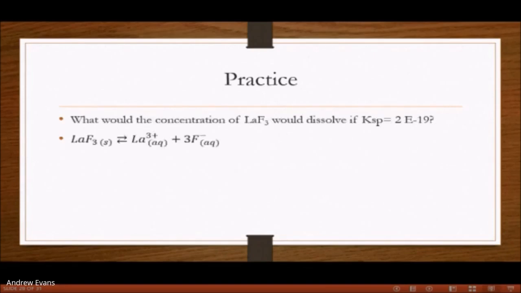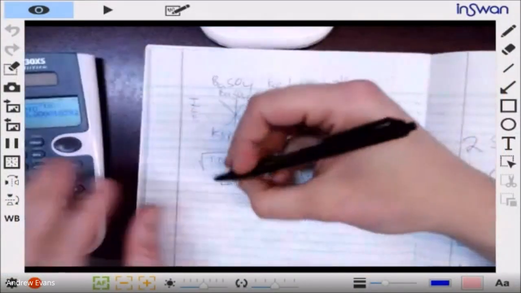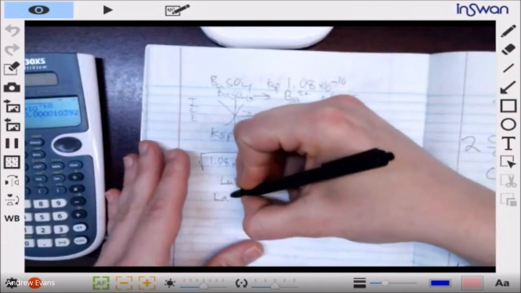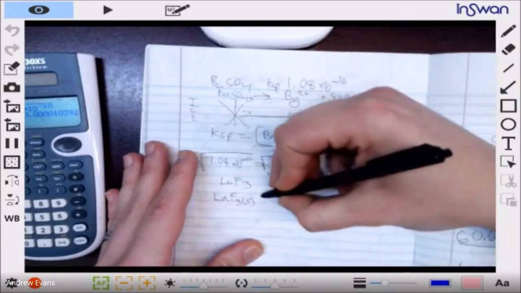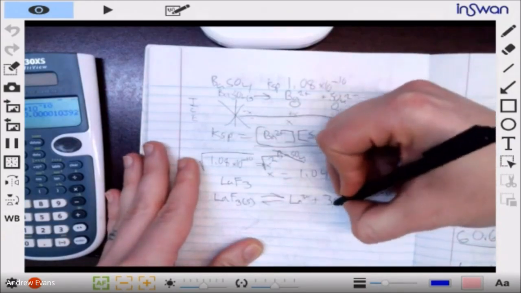Now, let's look at this one, it's crazy. This one is absolutely nutso. What is the concentration of lanthanum fluoride, LaF3, that would dissolve if the Ksp is 2 times 10 to the negative 19th? This one's a little crazy because it forms lanthanum 3+ and fluoride 1-. Okay. So writing the equation, lanthanum fluoride, solid, splits into 1 lanthanum and 3 fluorides.